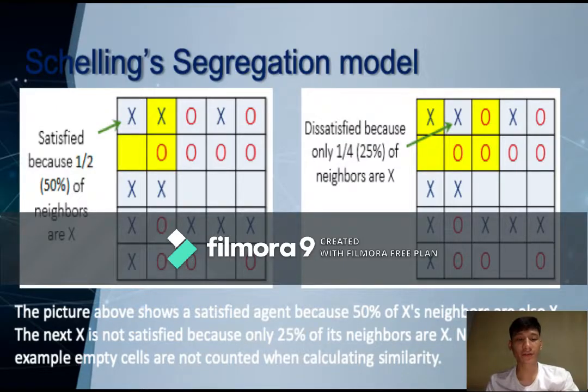The picture above shows a satisfied agent because 50% of X's neighbors are also X. The next X is not satisfied because only 25% of its neighbors are X. Notice that in this example, empty cells are not counted when calculating similarities.